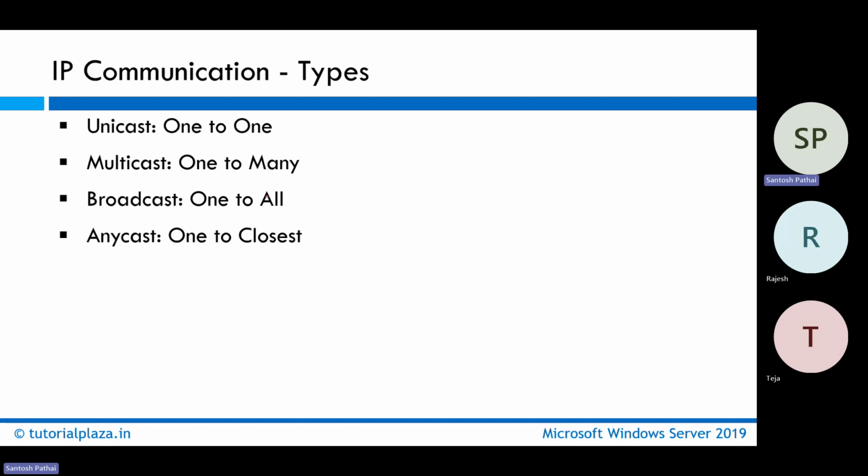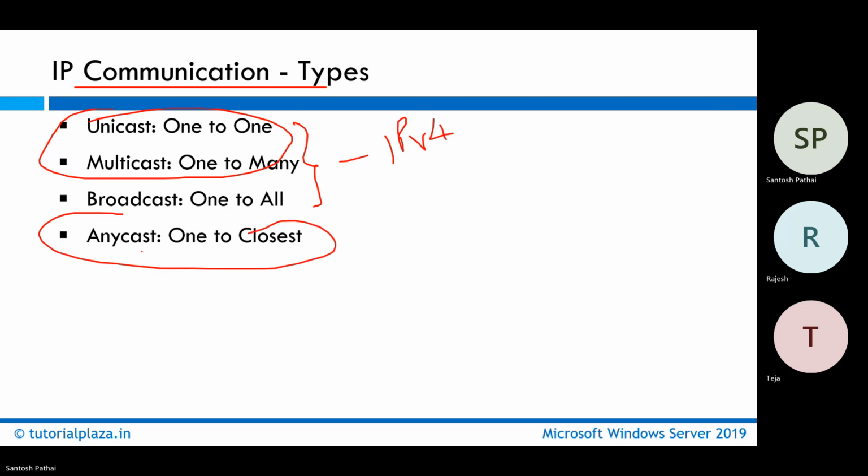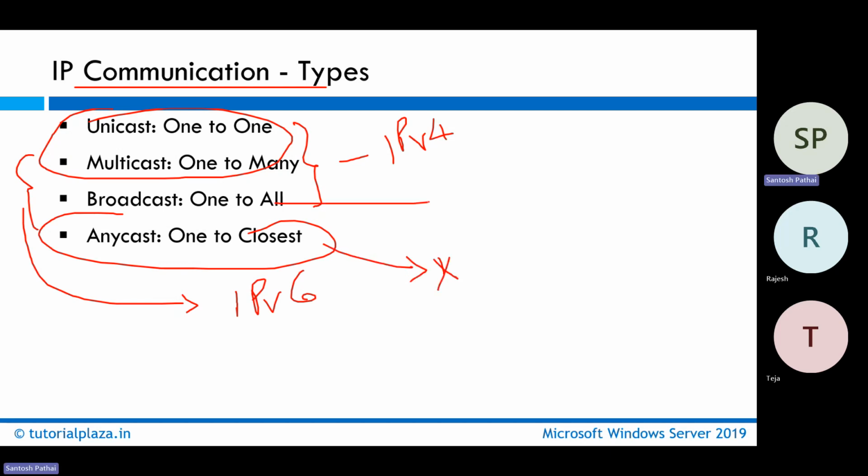So first we talk about communication types. We have basically 4 types of communication types. Among these, 3 are relevant for IPv4, and these 3 are relevant for IPv6. This we don't have in IPv4 and this we don't have in IPv6. So now what are these communication types?